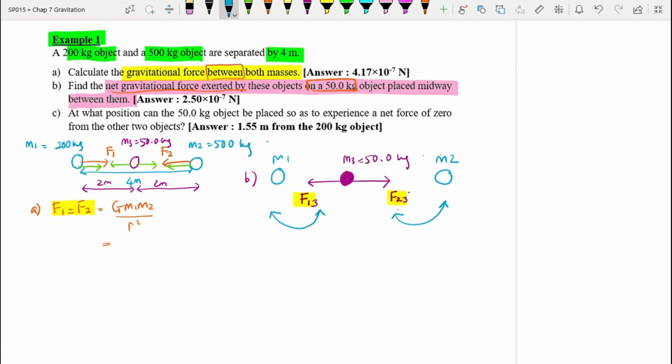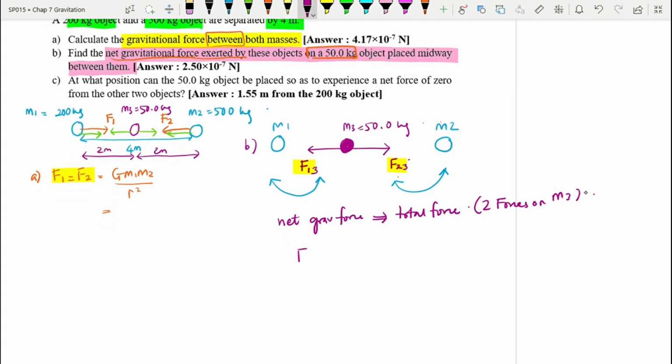Okay. Net. Apa dimaksudkan dengan net? So bila kita cerita tentang net, net force, net gravitational force, seperti yang dimention dalam soalan, mesti merujuk kepada total force. Ada berapa banyak force on mass 3? So ada dua force on mass 3. Jadi kita mesti kena consider total kedua-dua force ini, F13 and F23. So, kita kira terlebih dahulu apa nilai F13 kita.